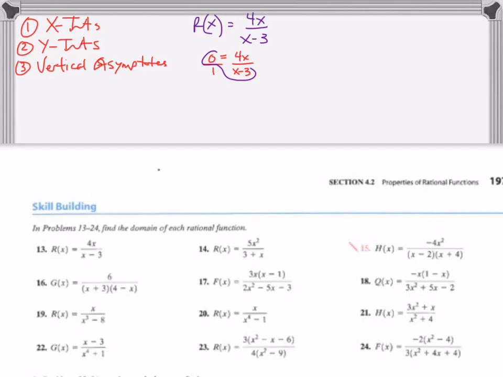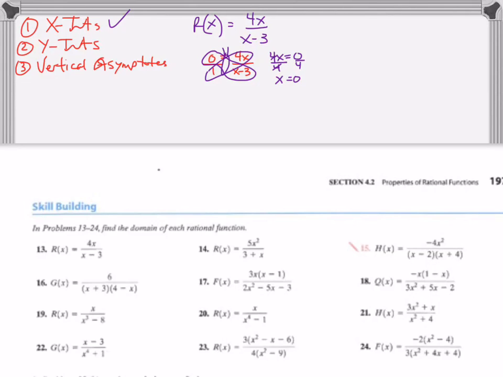We can cross multiply here, but with all rational functions, if I multiply by 0 with anything, it's going to be 0. So really, to find the x-intercepts of a rational function, all we need to do is set the numerator equal to 0, right? 4x equals 0. Because think about it, in a fraction, 0 over anything is going to be 0. So if I set the numerator equal to 0, then it's going to give me my x-intercepts. For this one, you just simply divide by 4, x equals 0. All right, so my x-intercept here is 0. We're done with that one.